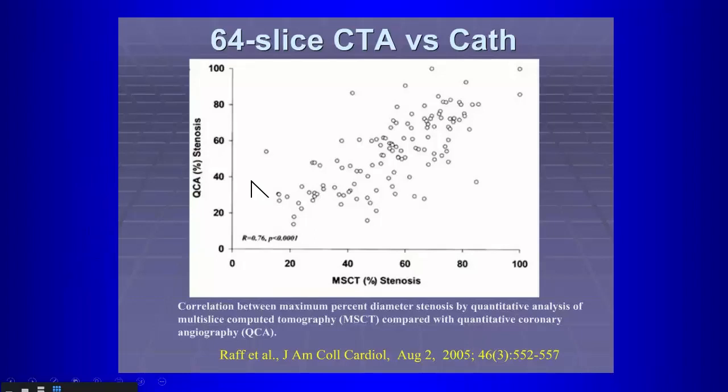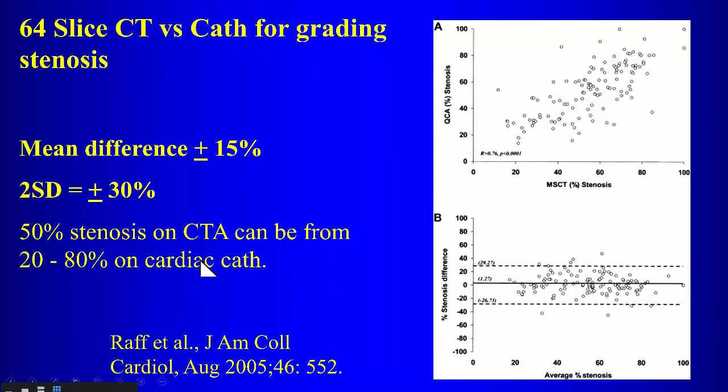Another problem is grading of stenosis. So stenosis is most accurately graded with cardiac cath. So if you compare our grading of stenosis with coronary CT, comparing how those same stenoses are graded with cardiac cath, you find that the correlation is not as good as you would want it to be. You see these dots are kind of falling all over the place. So when you look at this, what happens? So if we compare 64 slice CT with cardiac cath for grading of stenosis, so I give you a CT scan and I tell you to grade the stenosis as best you can.